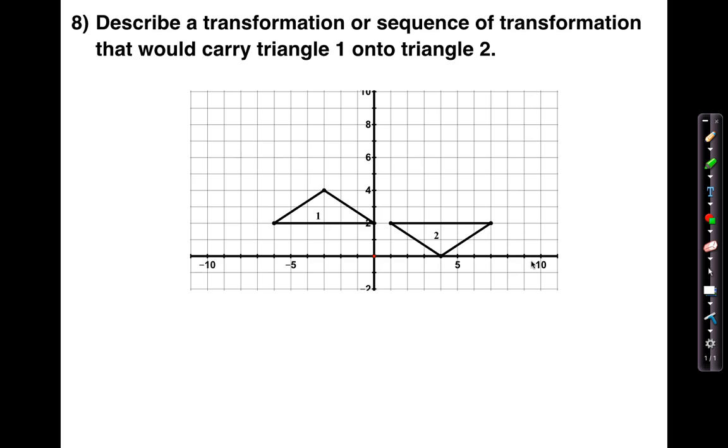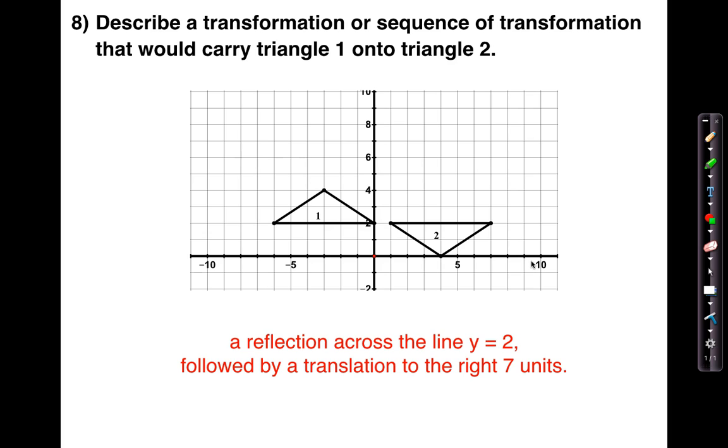Okay, so let's see how well we did. Please understand you may have come up with a different series of transformations that may also work. However, this is the one that I came up with. I saw it as a reflection across the line y equals 2. So there's a reflection there. And then from there, it's moving 7 units to the right. So that is my sequence of transformations. Now, could some of you have come up with a different one? Absolutely. So don't feel like there's only one answer.